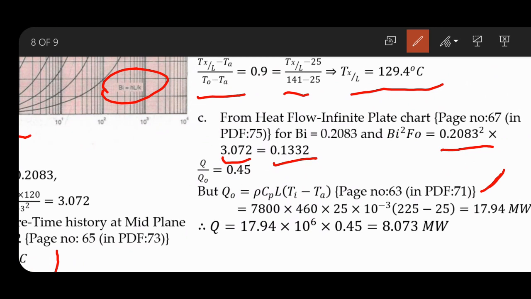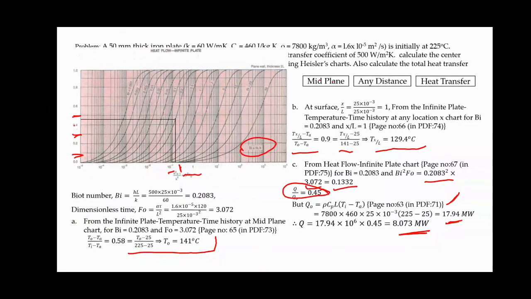In the PDF the page number is 71. Q naught is rho Cp into L into Ti minus Ta. So when I find that out, it is 17.94 megawatts, and when I substitute that in this equation to find out the total heat flow, the total heat flow is 8.073 megawatts. So this is how you need to solve problems using the charts.